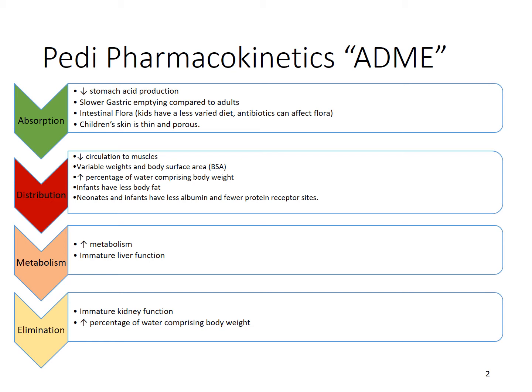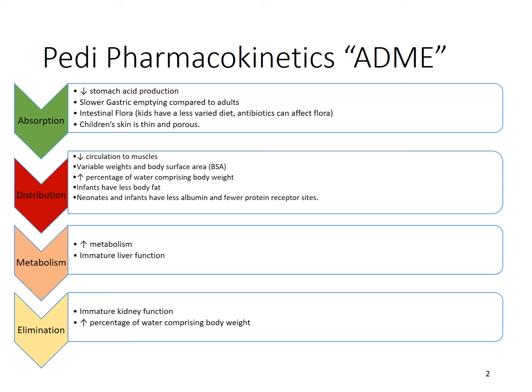Babies are born without intestinal flora, and they become colonized over the first few months with their mom and their siblings' flora. Also remember, kids are more likely to be on antibiotics, and that can also affect the flora. So all of these can impair or impact absorption.